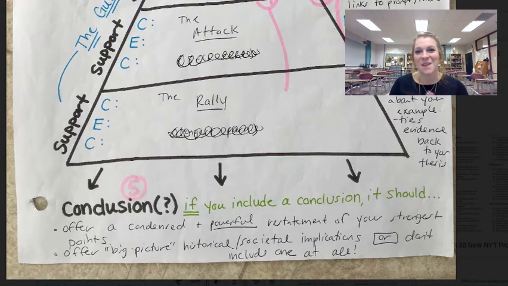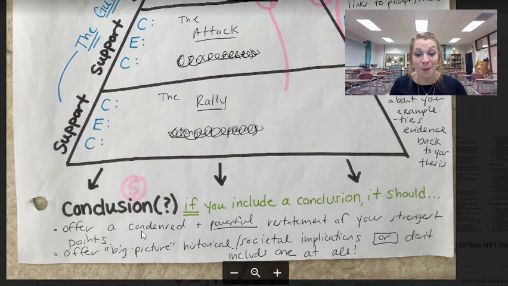They don't want a summary of what you just talked about. They just read it. So they do not want you to be a broken record. So if you include a conclusion, it has to be specific, it has to be special, and it has to offer new ideas. If you cannot do that, you do not need to include one. Your rally paragraph should be able to wrap everything up in itself, and if it does what it's supposed to, you do not need a conclusion paragraph.